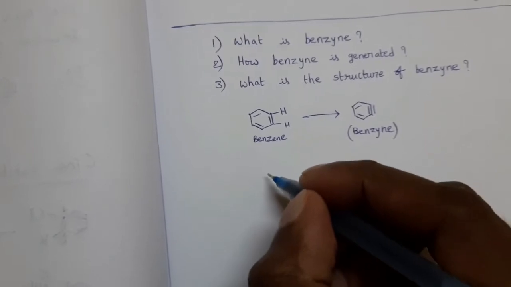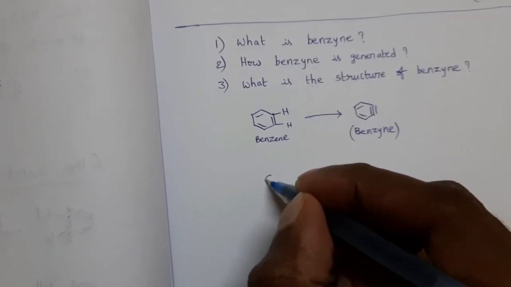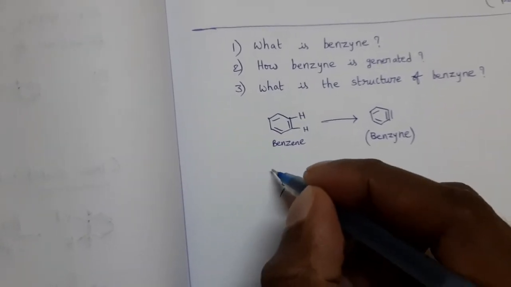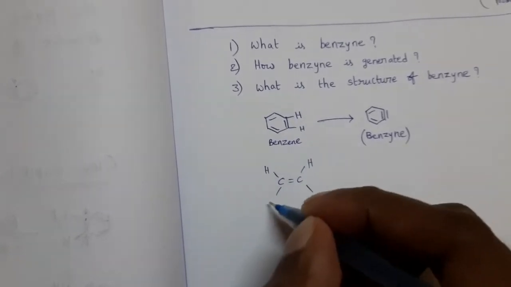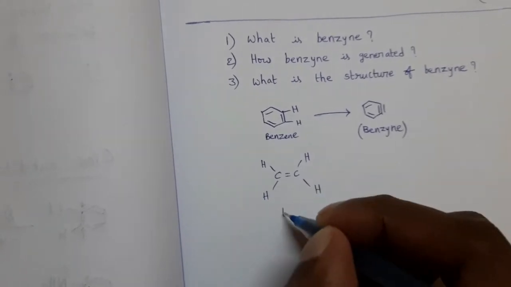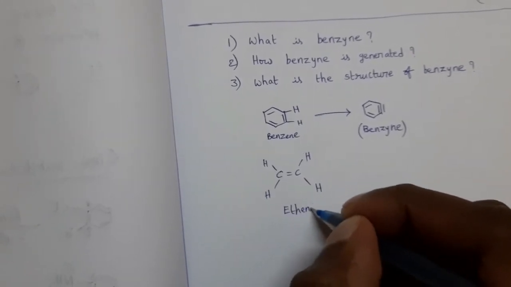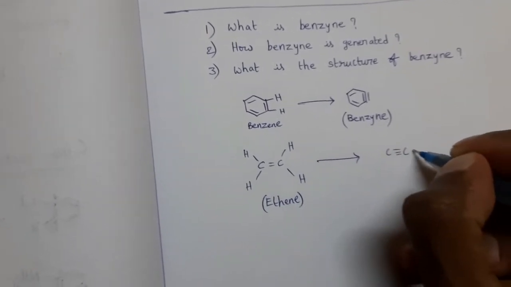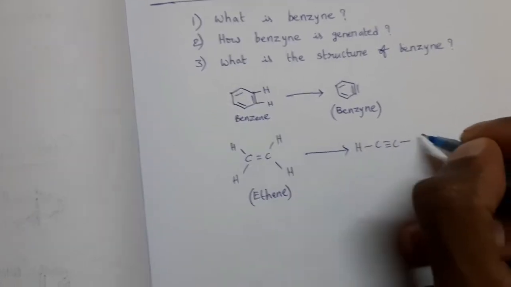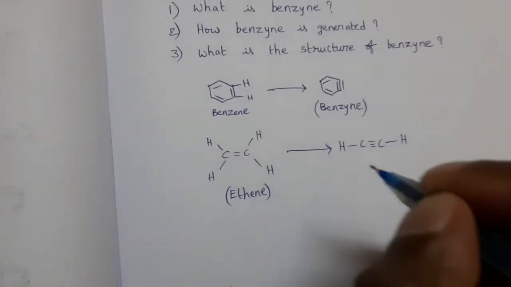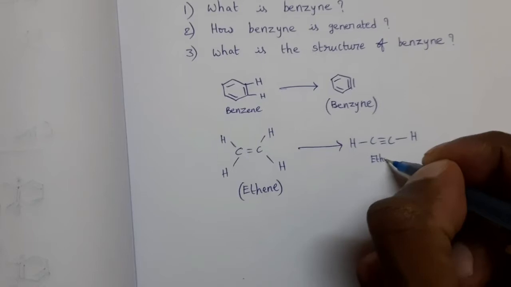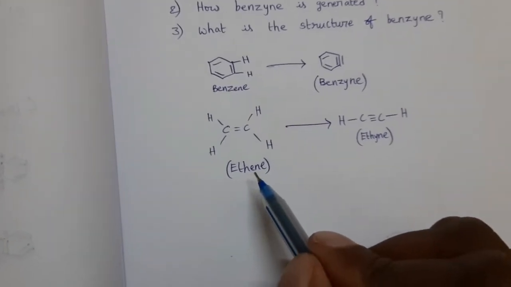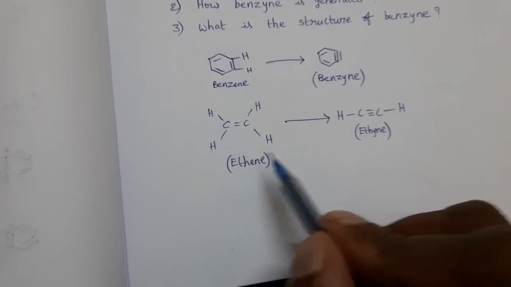Simply, for your understanding, I am telling, take alkene. Example, ethene. This is ethene. From this, two hydrogens are removed. Then we can get a triple bond between carbon atoms. That is this one. So it is called ethyne. Generally, we can say this compound belongs to the alkyne family.